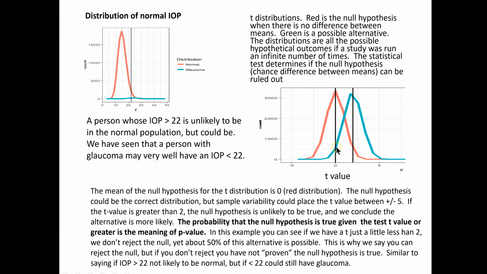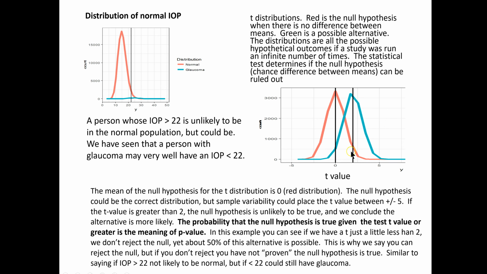But what happens if it's less than 2? What happens if it's a number in here, just a little bit less than 2? Well, we don't reject the null hypothesis. But that doesn't mean that the null hypothesis is true, because if the truth was really this distribution, and this is the distribution of t's given the truth in this particular situation where the null hypothesis is not true, in fact the means really are different, then they could look like this.